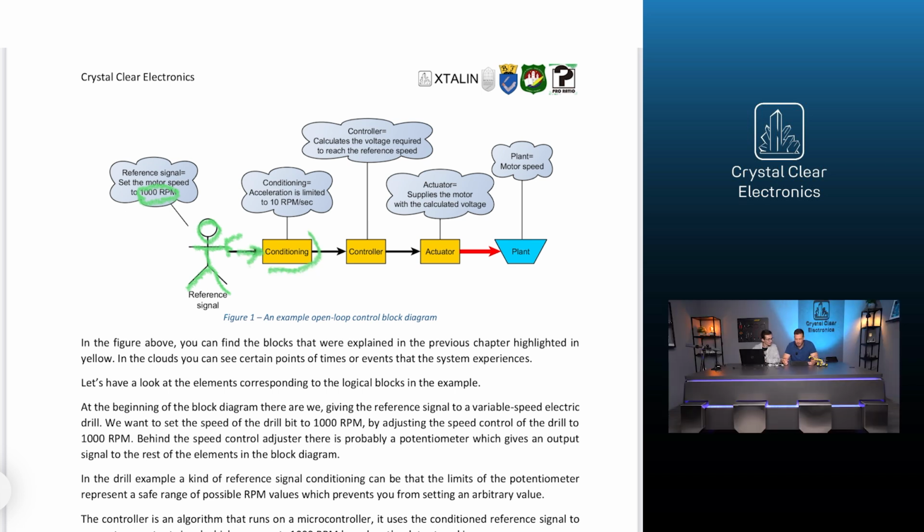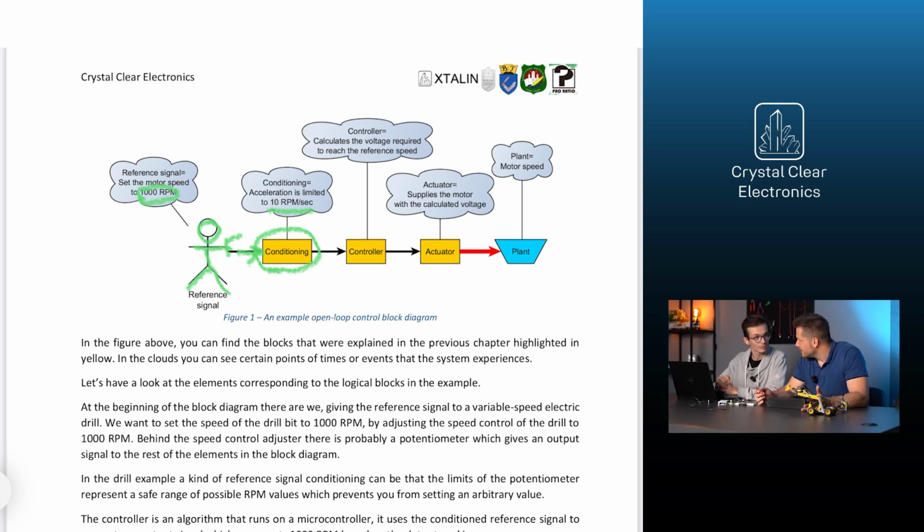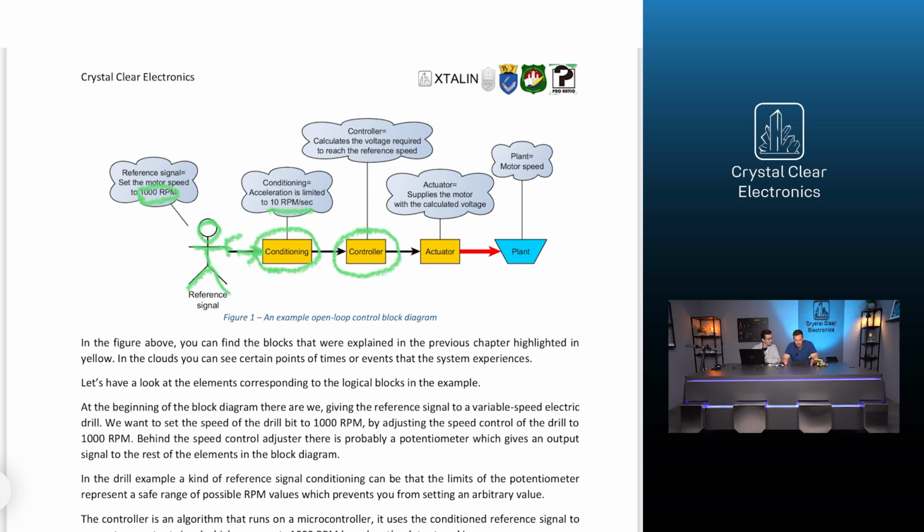The reference signal conditioning can be that the limits of the potentiometer represent a safe range of possible RPM values, which prevents you from setting an arbitrary value. So it won't let me run the drill at too high speed, right? Exactly. And then, the safely conditioned reference signal is used by the controller. The controller could be, for example, an algorithm running on a microcontroller that uses the reference signal to generate a signal that corresponds to 1000 revolutions of the motor using data stored in memory.